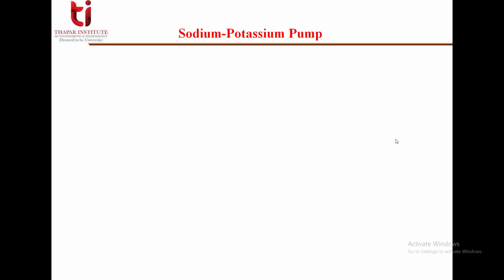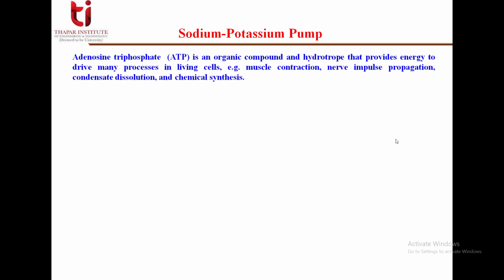Now let's discuss a little bit about the sodium potassium pump. Adenosine triphosphate, that is ATP, is an organic compound that provides energy to drive many processes in living cells, for example muscle contraction, nerve impulse propagation, condensate dissolution, and chemical synthesis. The formula for ATP is carbon 10, hydrogen 16, nitrogen 5, oxygen 13, and P3, that is, phosphate.